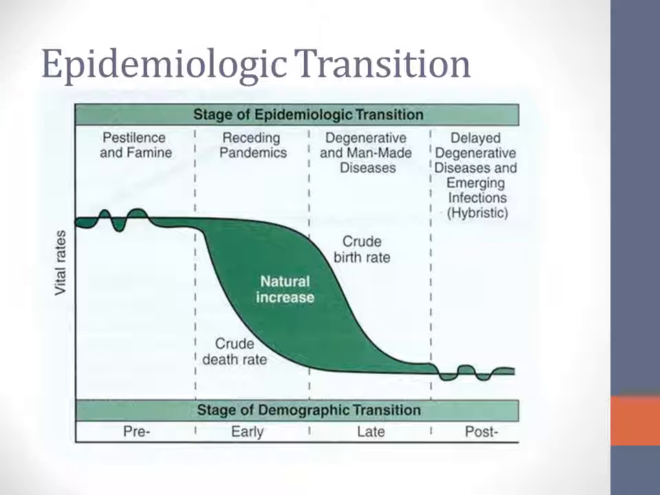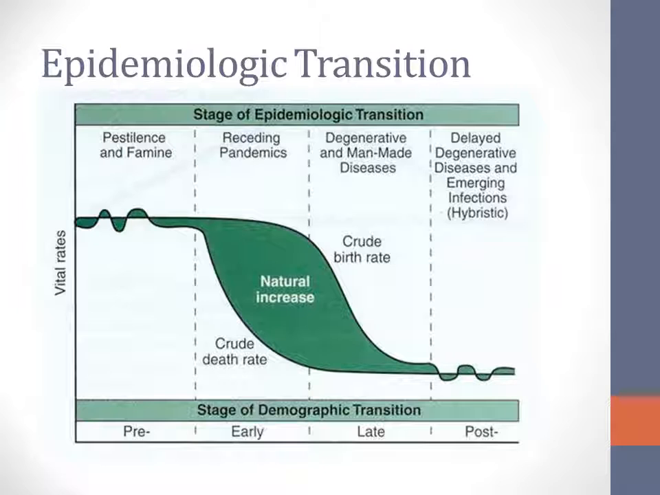Stage 3 is represented by degenerative and man-made diseases where the crude death rate stabilizes. It is characterized by a decrease in deaths from infectious diseases and an increase in chronic disorders associated with aging. These include heart attacks and various forms of cancer. Life expectancy during this phase exceeds 50 years at birth.